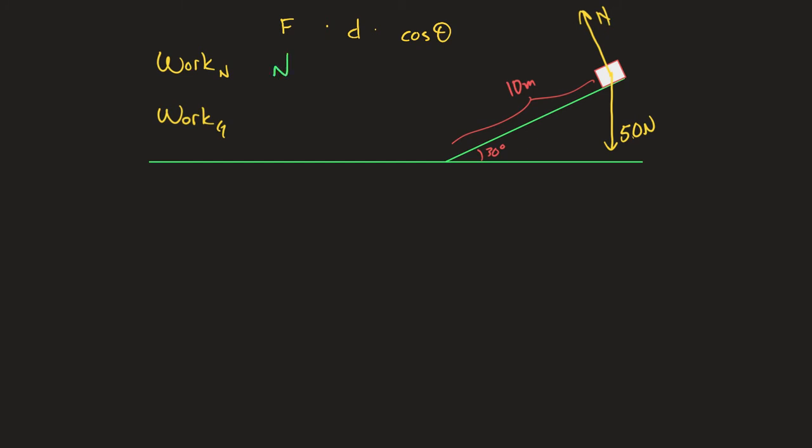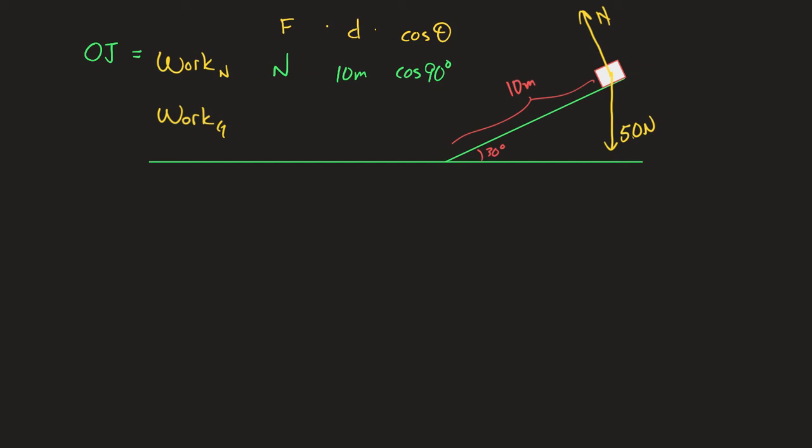I don't know what the normal force is. I could probably figure it out. I just don't want to. And here's why. Even though the distance is going to be 10 meters, can't you see that the angle between the normal force and the displacement is 90? So this has to be the cosine of 90 degrees. That's 0. So the work done by the normal force, 0 joules. Okay? Go on to the next one.